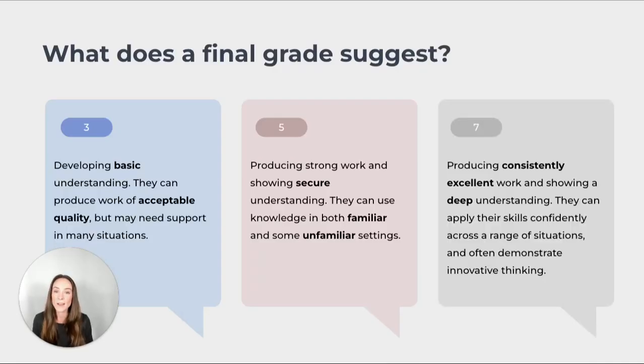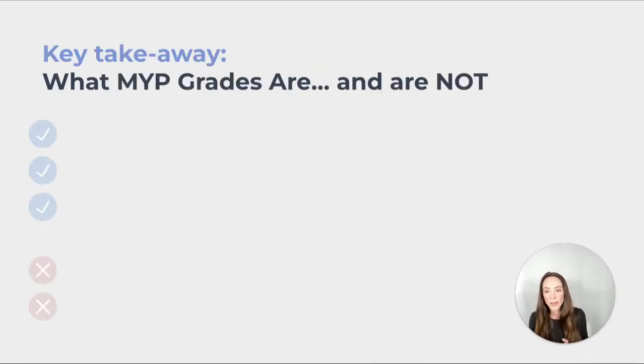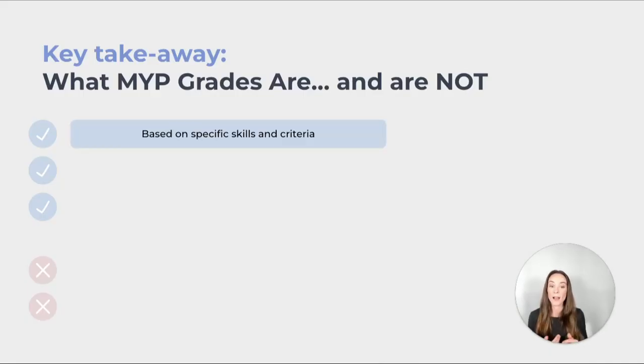And finally, a level 7, which is the highest grade that you can achieve in an MYP subject, reflects consistently excellent work and shows a deep understanding. These students can apply their skills confidently across a range of situations and often demonstrate innovative thinking. So as our key takeaway, I want to discuss what MYP grades are and what they are not. They are based on specific skills and criteria.